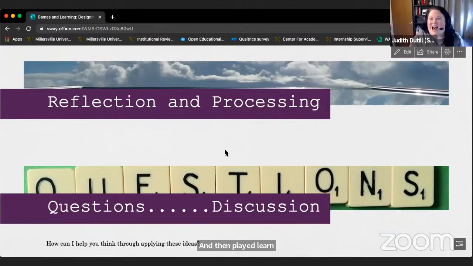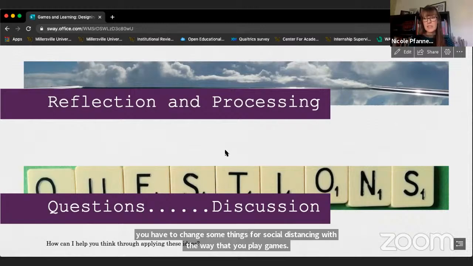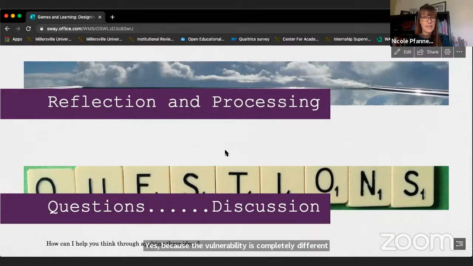Great. Did you have to change some things for social distancing with the way that you play games? Yes, because the vulnerability is completely different. I am 100% on board with the, if you don't want to turn your camera on, don't turn your camera on. And so that changes the interaction significantly. And so I've offloaded a lot of my games to asynchronous space so that students can engage. Students can choose to engage if they want to, and students can engage in the ways that they want to, so that the vulnerability is reduced because they're already in vulnerable situations and they're already not having experiences the ways that they were expecting to have the college experience in my particular case.